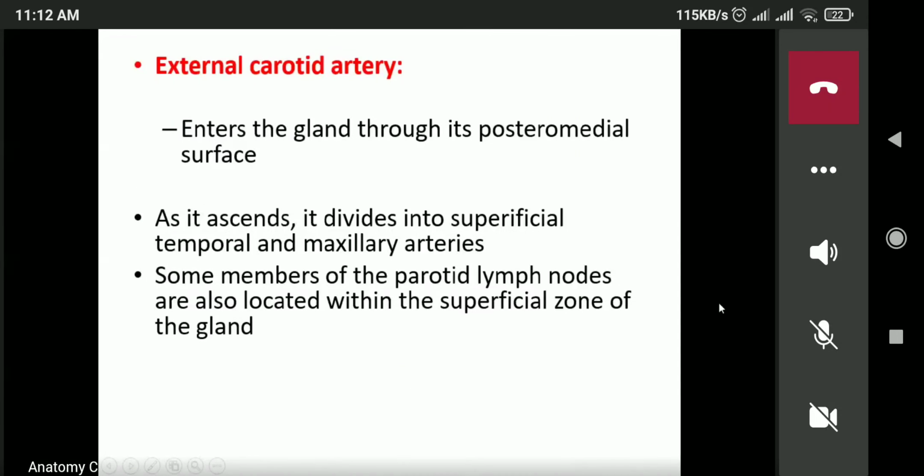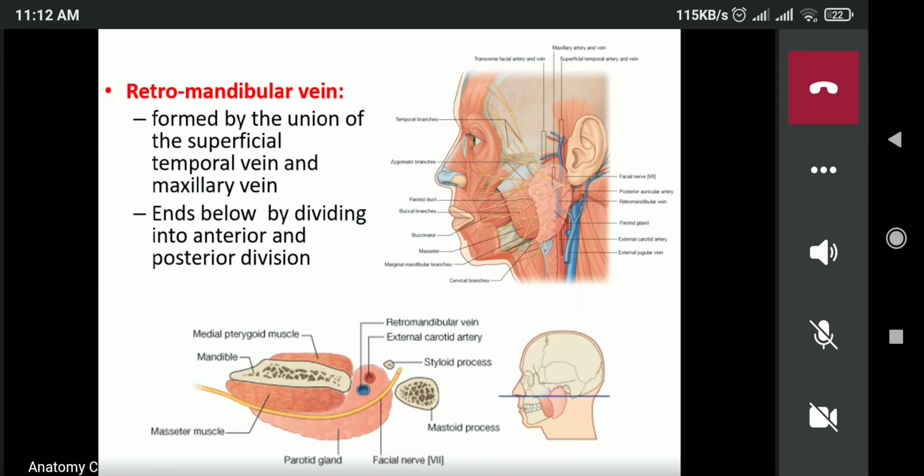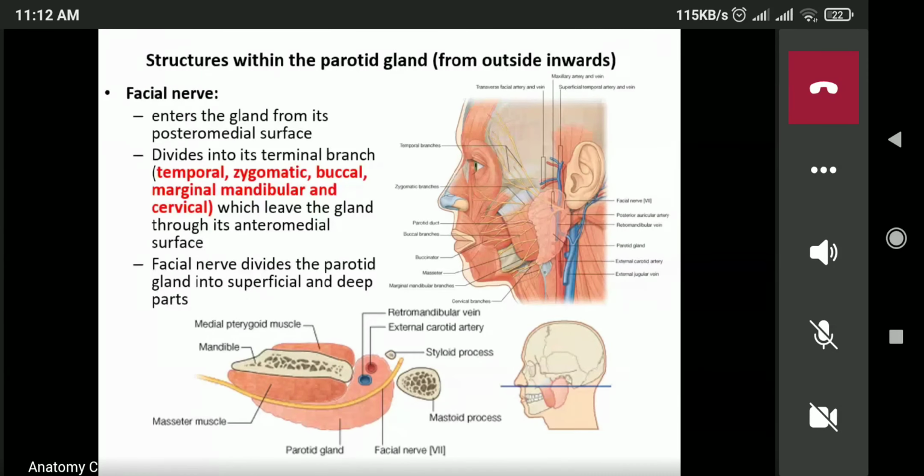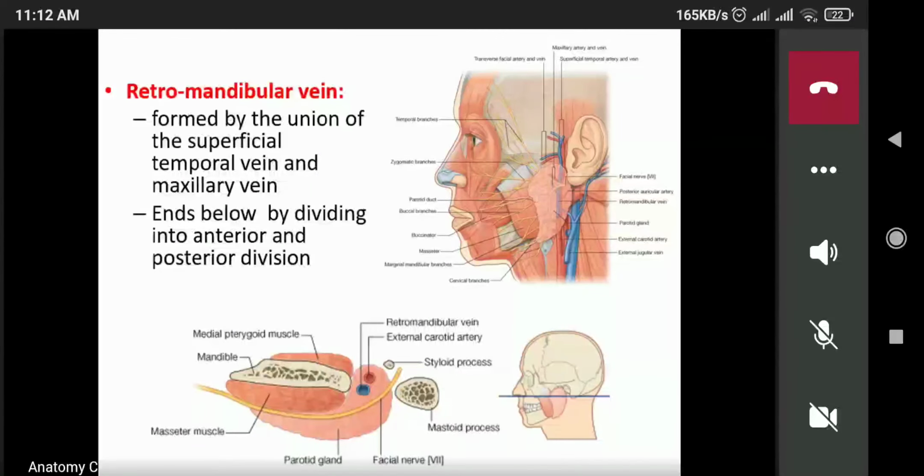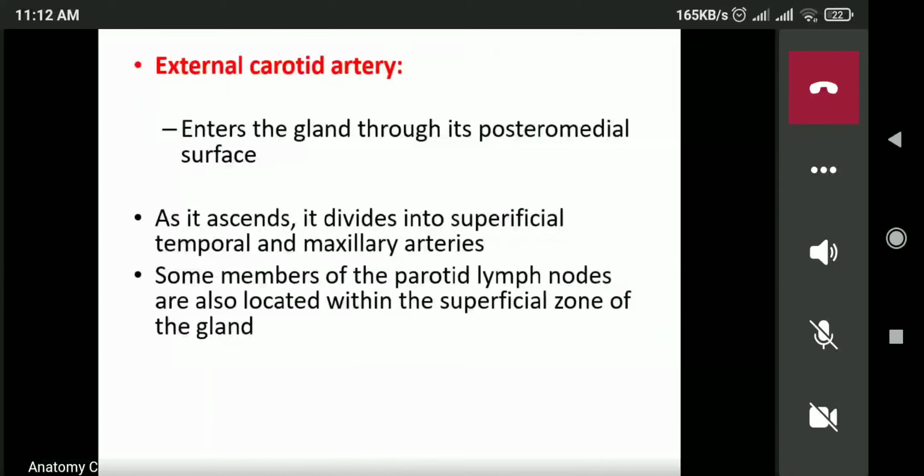And some members of the parotid lymph nodes are also located within the superficial zone of the gland. So they are the structures which pierce the gland: the facial nerve in the face, the retromandibular vein, the external carotid artery, and some lymph nodes are the structures which are passing through the gland.